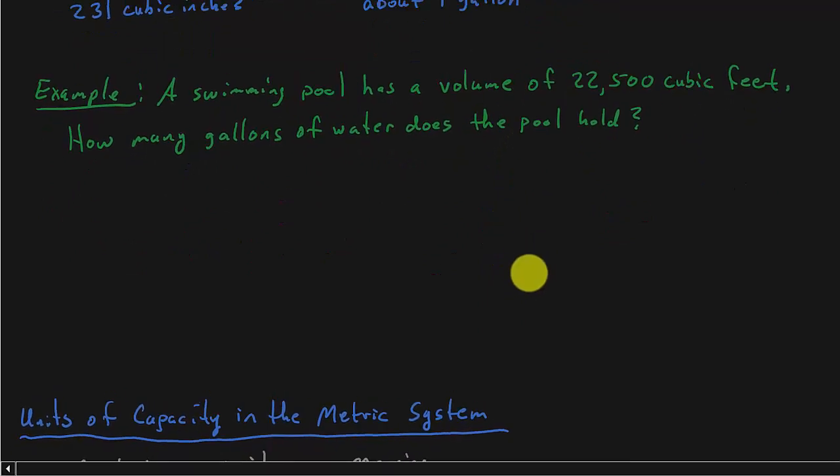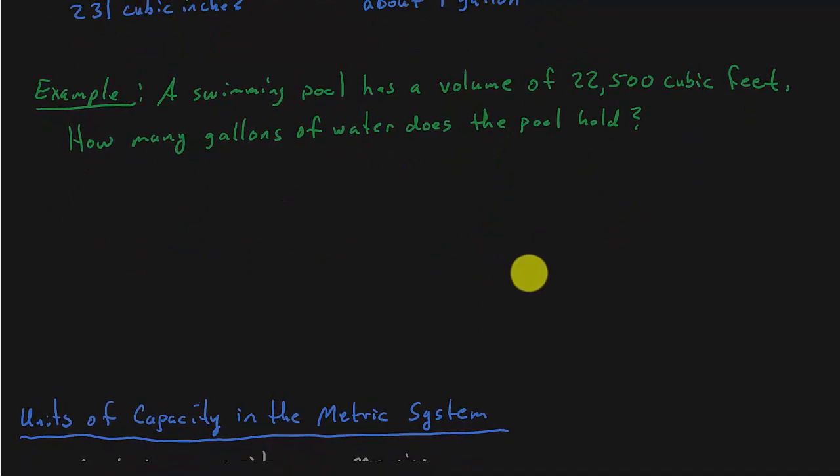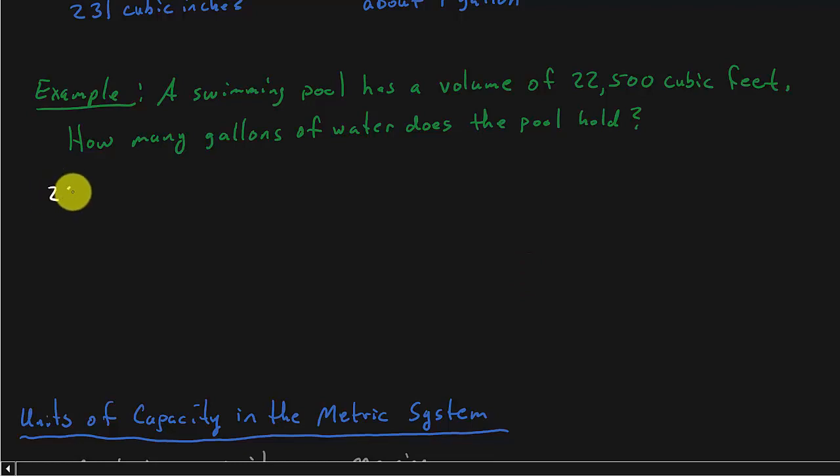We have a swimming pool that has a volume of 22,500 cubic feet. How many gallons of water does the pool hold? All right, so let's see. We've got 22,500, and that's gallons. So we'll write GAL for gallons. Put that over 1 because we're going to multiply it by something. Okay, we need to get rid of gallons, so gallons goes in the denominator.